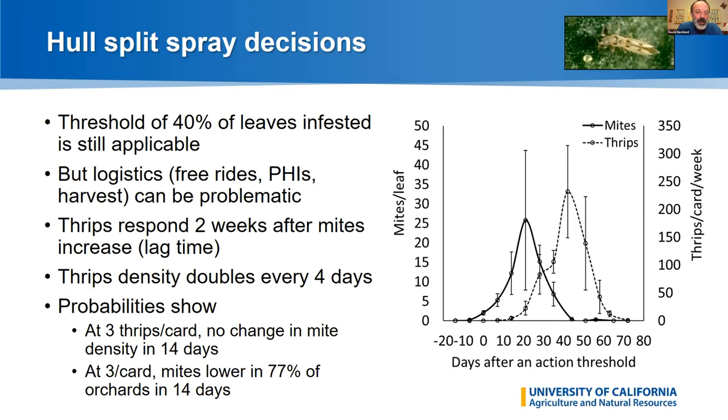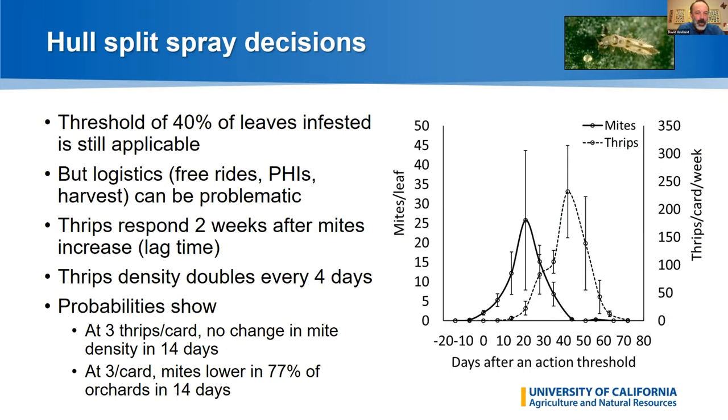And so treatment thresholds are tricky because you can't use a treatment threshold at the time of decision-making. You have to say, are mites going to reach a treatment threshold at some point during harvest when I won't be able to spray for it? So again, you're not gauging, am I at a threshold? You're predicting, will I ever get to one? And that's a hard decision to make.